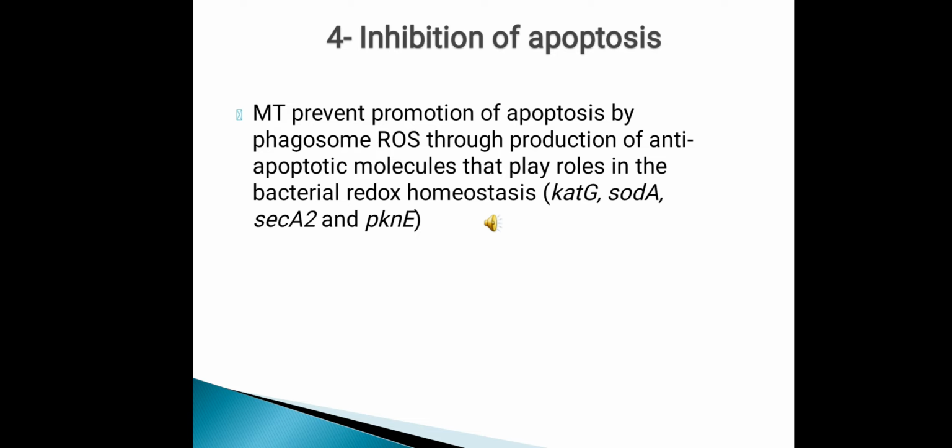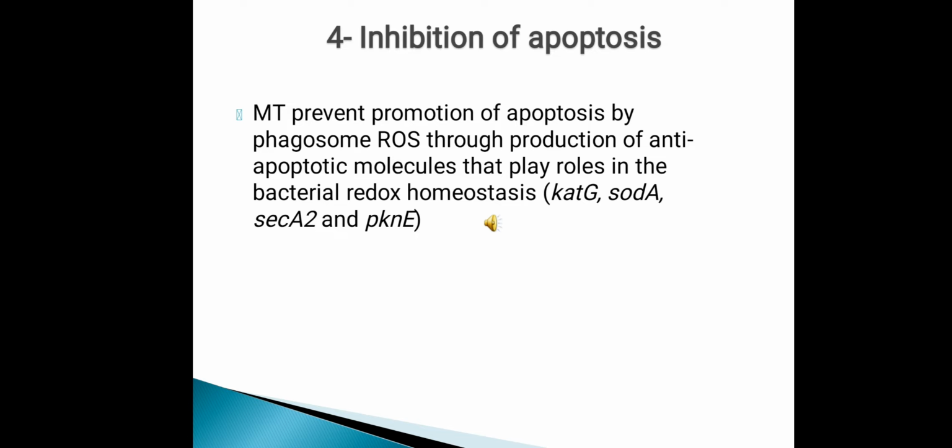Mechanism number 4, which gives the bacteria protection against the immune system, is the inhibition of apoptosis. Apoptosis, which means cell death, usually happens when the bacteria are attacked by ROS action, redox oxidation, superoxidase, and this action will destroy the bacteria.